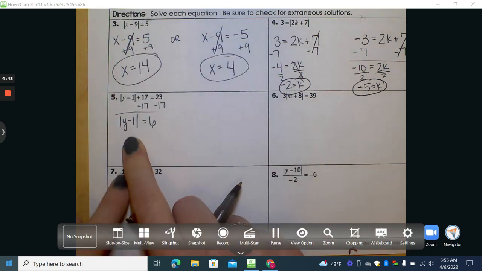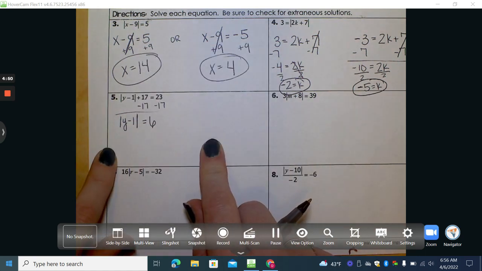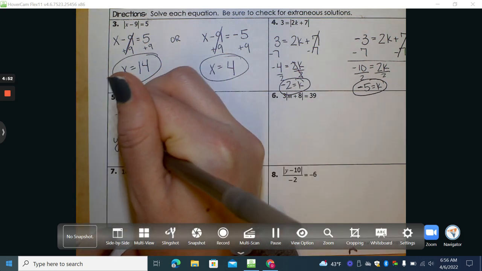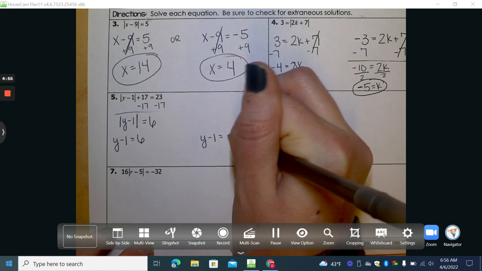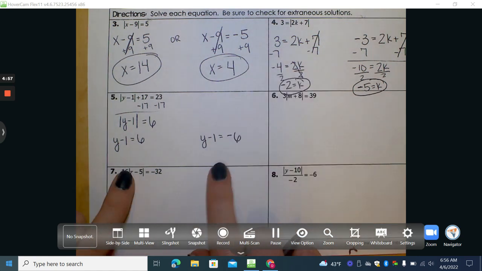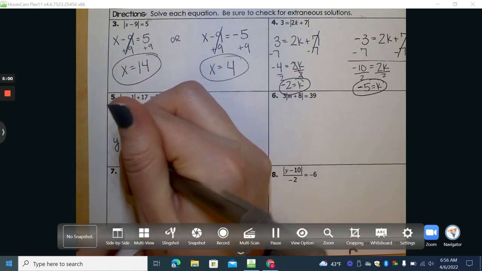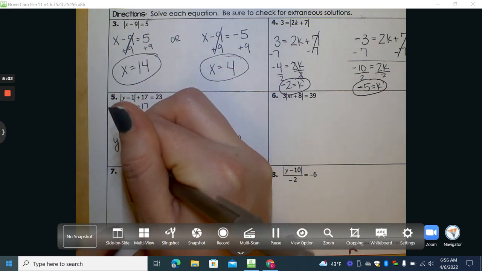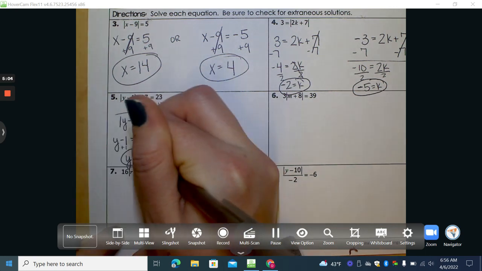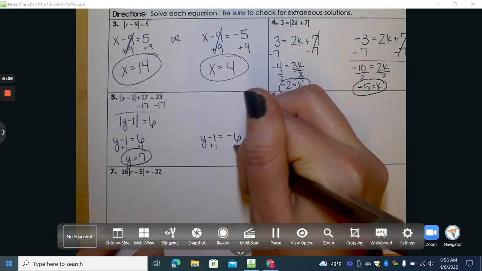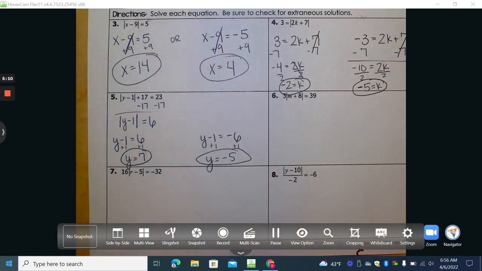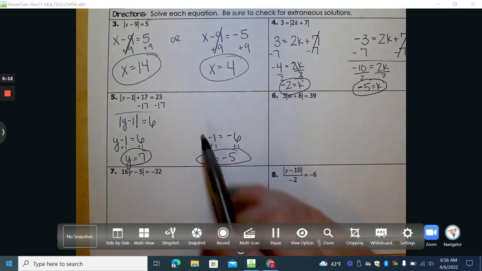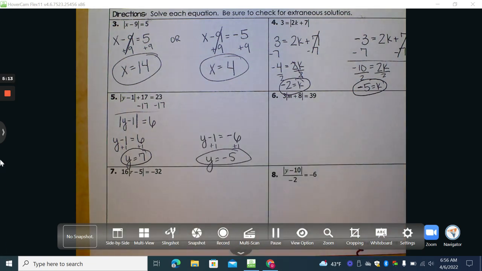Now this is isolated. I can break it up into two separate cases. y minus 1 equals 6, and y minus 1 equals negative 6. And that'll give me my two solutions, right? I'll add 1 to both sides. I'll get y equals 7. And adding 1 to both sides, I get y equals negative 5. Those are my two solutions. So isolate the absolute value and then separate into two cases.